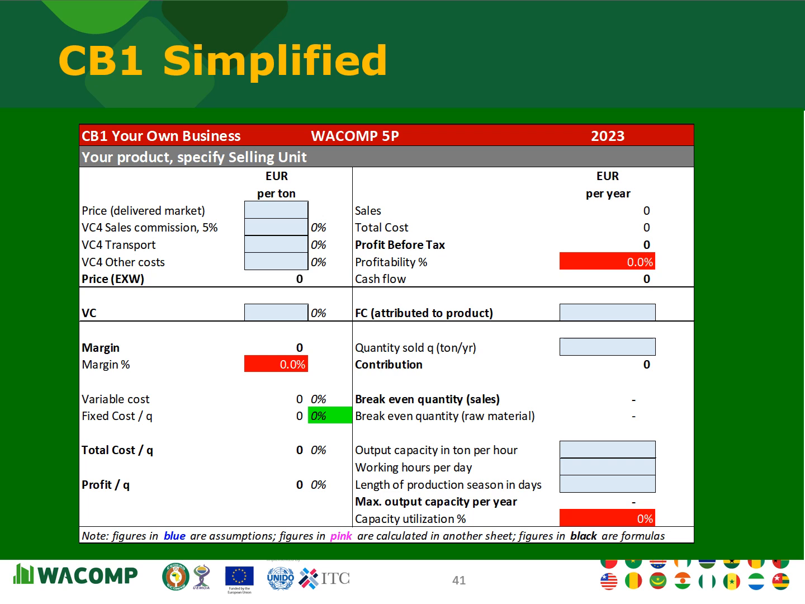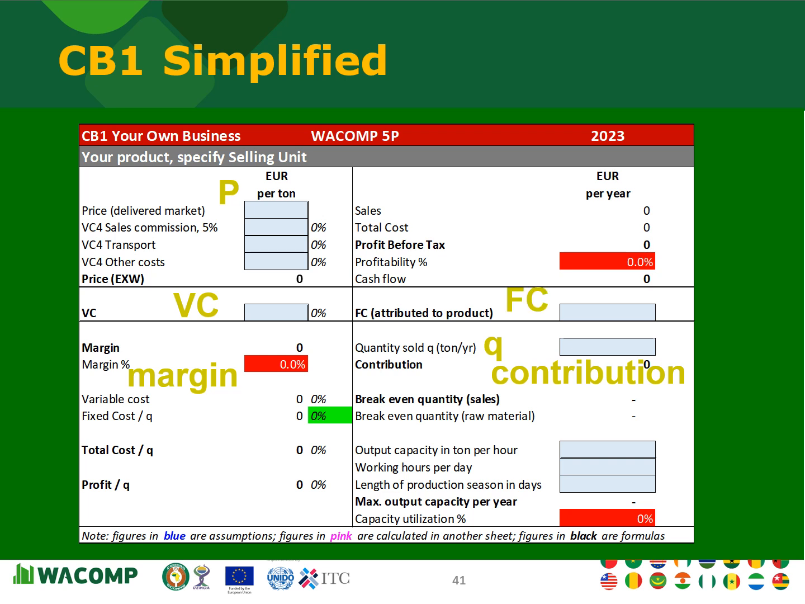Well, this is the simplified CB1 for your homework. In box 1, you enter assumptions on price and VC4 to calculate the price ex works. In box 2, you fill in total VC of production without the details. Then in box 3, there will be the margin and margin percentage. In box 4, you enter the quantity sold and contribution is calculated.